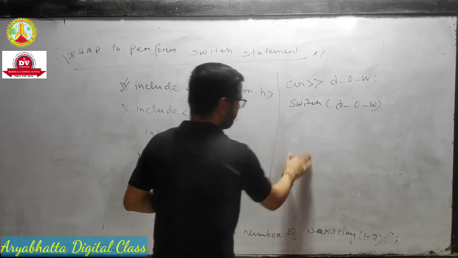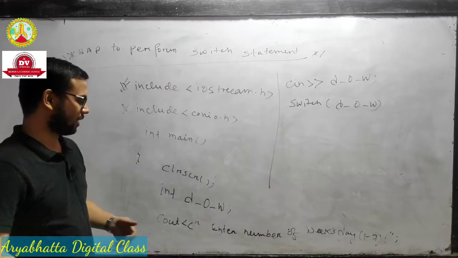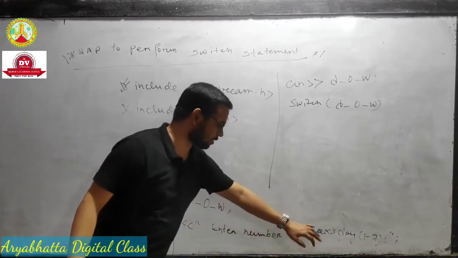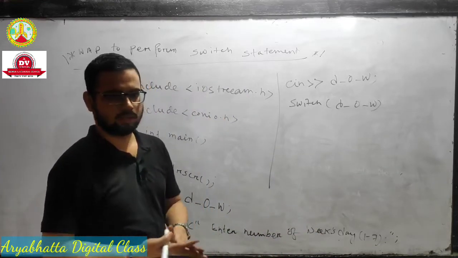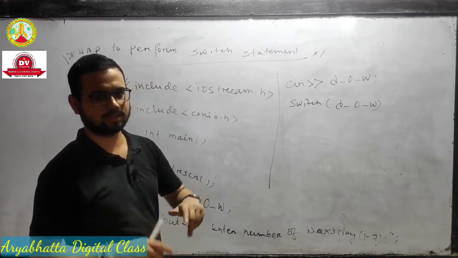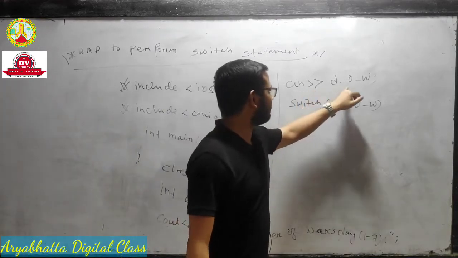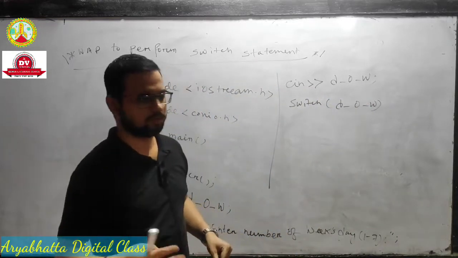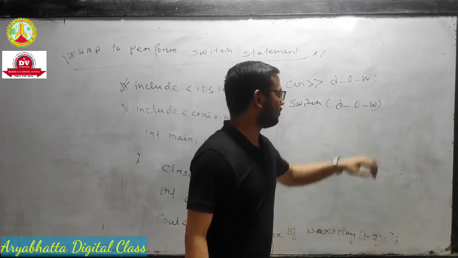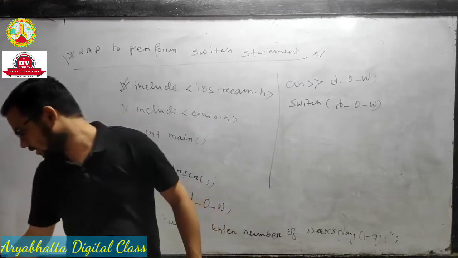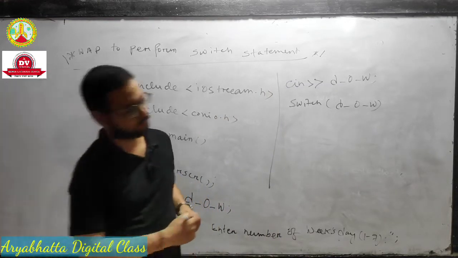Day of week means what day we can write. Enter number of weeks day means 1 to 7. In a week there are 7 days, from Monday to Sunday. And cin DOW means we take the value, and switch DOW. Okay, DOW. Switch case, this is switch case.